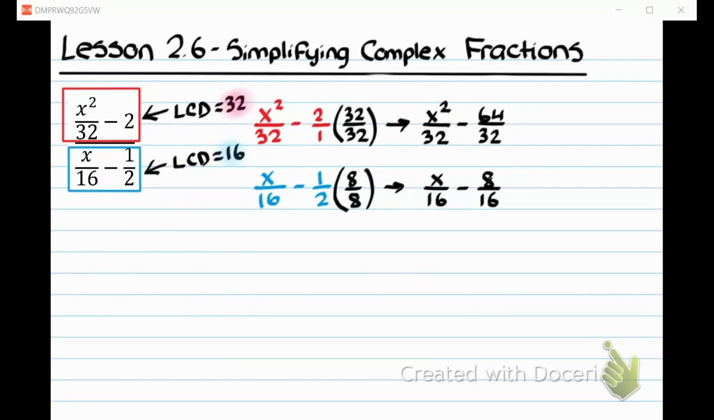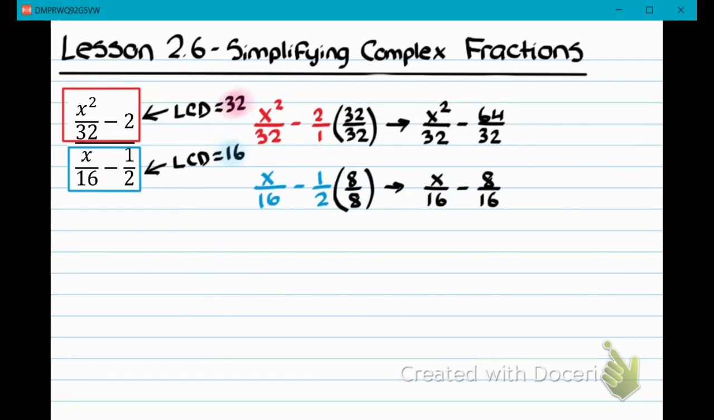All right, so hopefully you got that the LCD of the top two fractions, the numerator, was 32. So you had to multiply the second fraction by 32 in the numerator and denominator, because remember, when we're multiplying by the same thing on the top and the bottom, we're really multiplying by the number 1, which is really important because we don't want to actually change the value of the fraction. We're just changing the look of it.